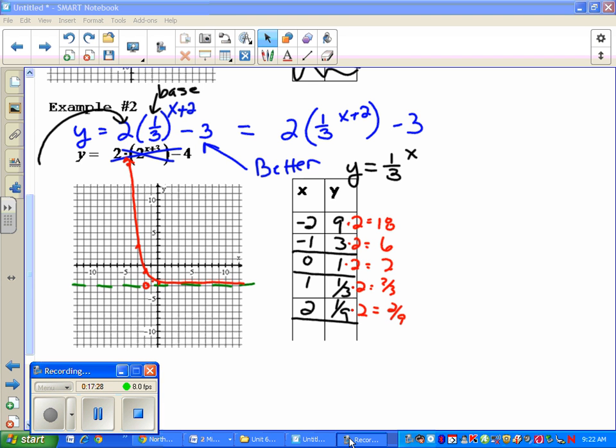Now, do your homework. Front and back of the other worksheet is your homework.